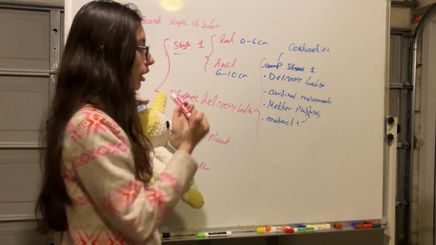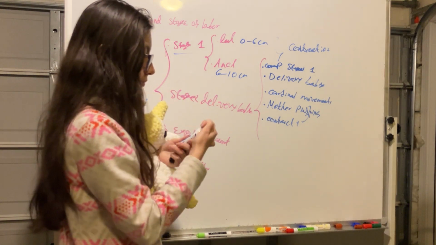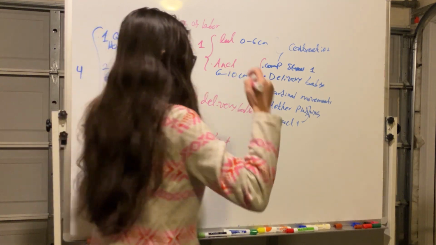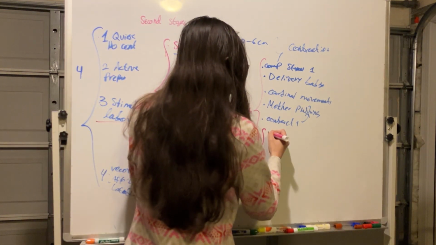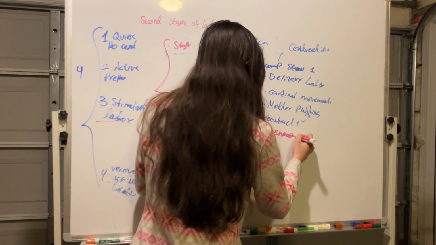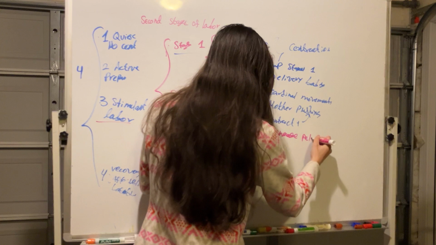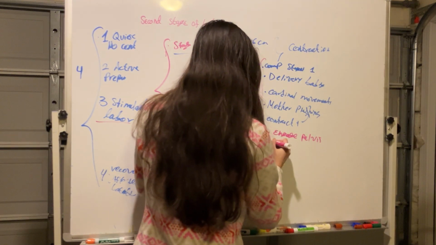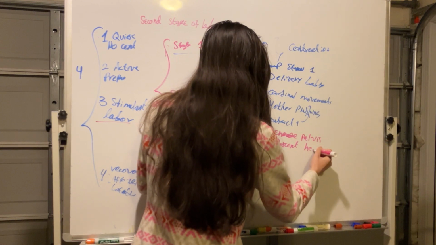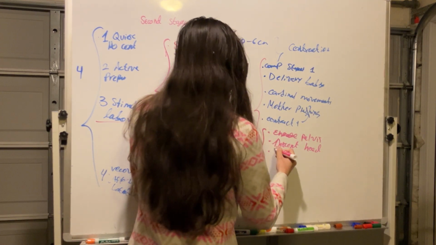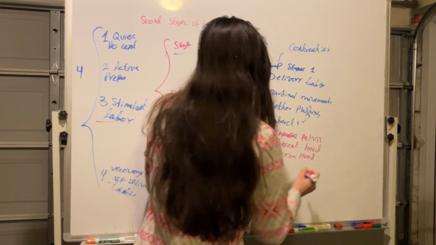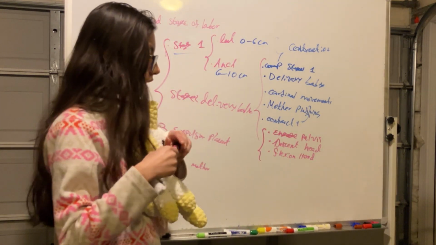So what are the cardinal movements of the second stage of labor? These are engagement in the pelvis of the mother, descent of the head of the baby, and flexion of the head of the baby. All this occurs at the same time.